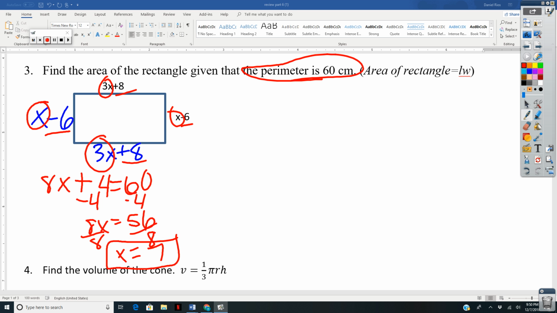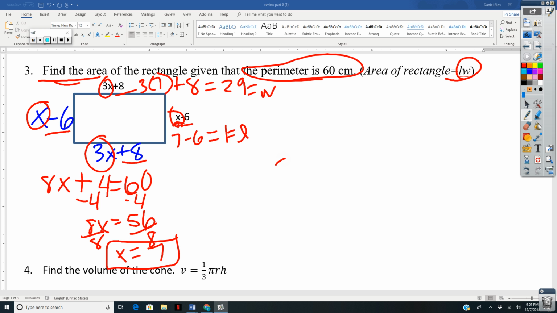Now that's not the area, that's just x, right? And they want you to find the area. So I still have to take that 7 and plug it in. Over here, I'm going to do 3 times 7 plus 8, which gives me 29. And then over here, I'm going to do 7 minus 6, because I'm plugging it into that x, which equals 1. Now this is my length, and this is my width, so I can put them into this formula. That's still not the area. I have to multiply length times width, so 29 times 1, which is just 29.